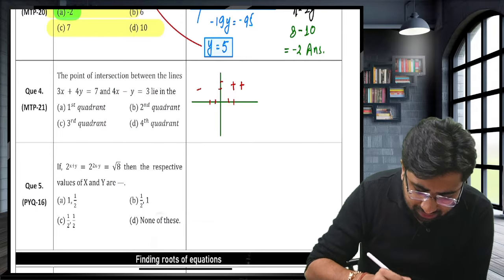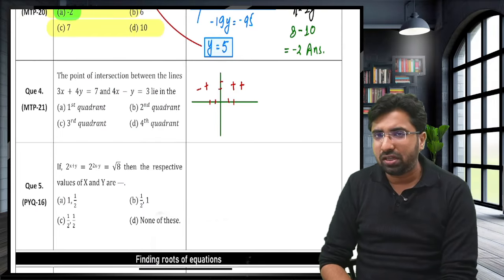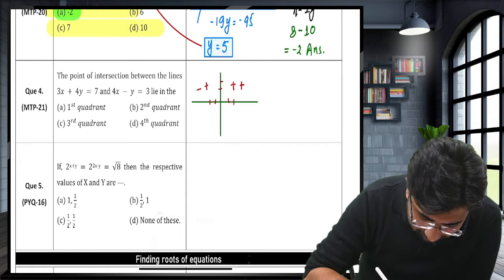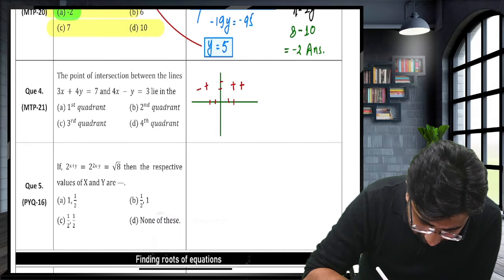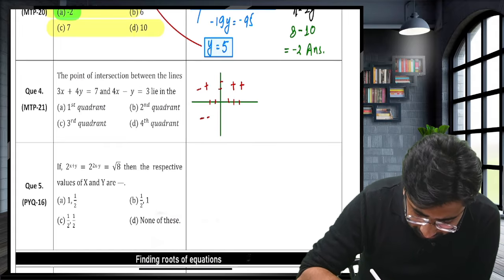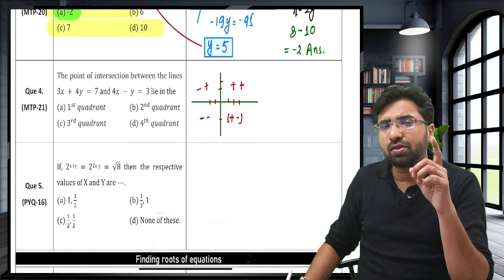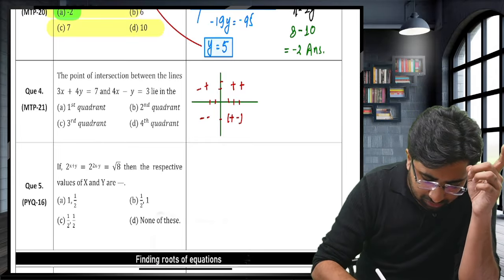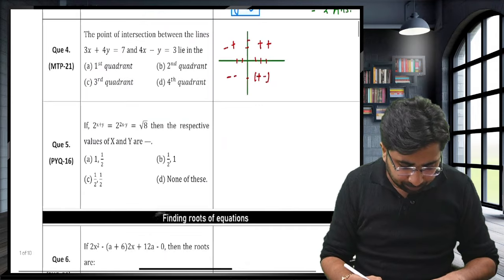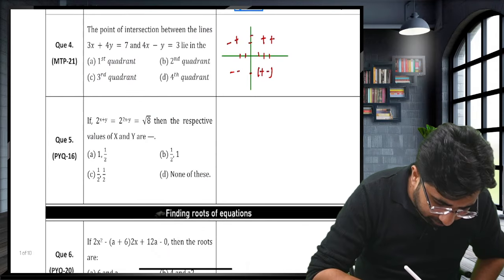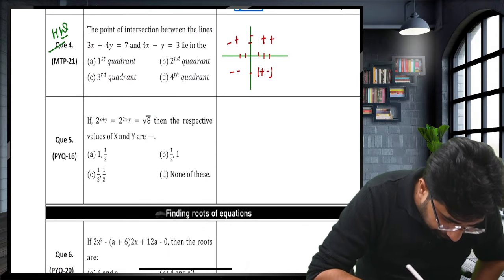Second quadrant, x is negative, y is positive. Third quadrant, x is negative, y is also negative. Fourth quadrant, x is positive and y is negative. If both are positive, first quadrant. According to this, you can check which quadrant is the answer. So you have to do this one as homework.